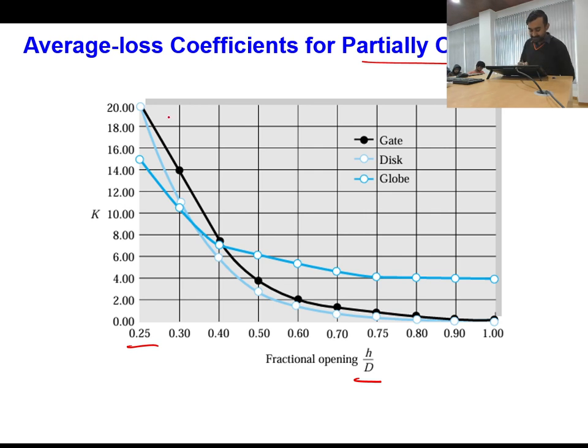And one important point, significant variation is in the portion when openings are very small. When openings are more than 50%, then variation in the loss coefficient almost becomes independent. Okay, so the meaning is that if you have a valve and if you slightly open the valve in the initial position, then you will be finding significant variations in the flow rate also if you have a constant head. Okay, on the contrary, if you have opened the valve from more than 50% position, then if you still keep on opening the valve, you will not find much variation in the flow. Okay, so that is something which is evident from this K also.